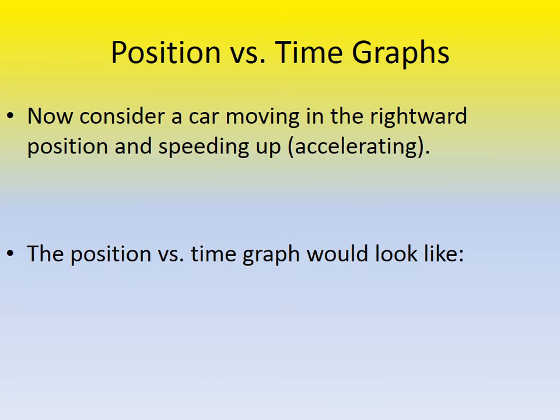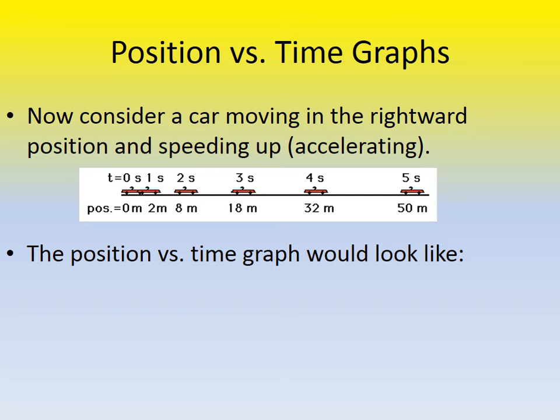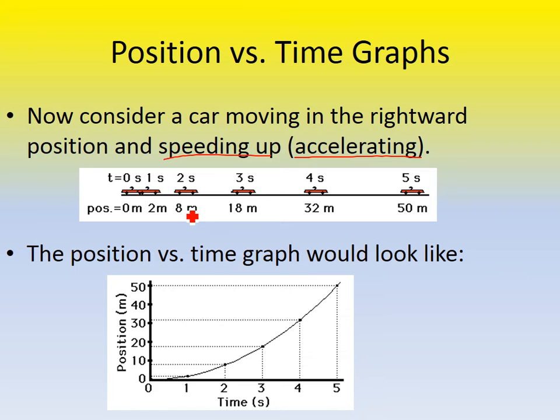Okay, now consider a car moving to the right and speeding up. It's not going at a constant speed. It's speeding up, which means it's accelerating. Notice here, in the first second it moved 2 meters. In the next second, though, it moved 6 more meters farther. So it's accelerating, it's speeding up. Here's what a position time graph looks like for acceleration. Okay, so we're starting at 0, 0. He's kind of going slow at the beginning, so we start with a shallow slope. And then as time goes on, the slope increases. The slope is increasing. And so it's a curved line.